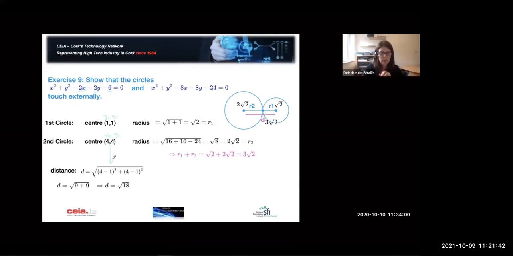And we get d is equal to 9 plus 9. And therefore d is equal to the square root of 18. And that breaks down to 3 square root of 2. D is equal to R1 plus R2, therefore the circles touch externally. Again, we've been asked to show. If we ever have that show or prove, that statement at the end is very important.